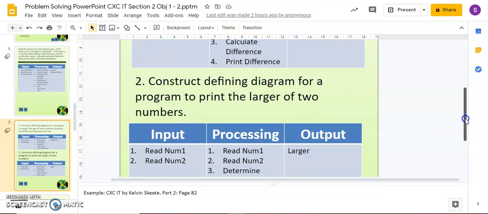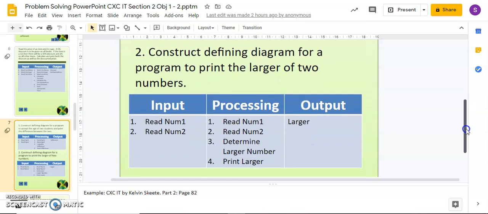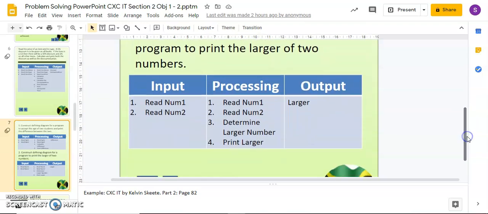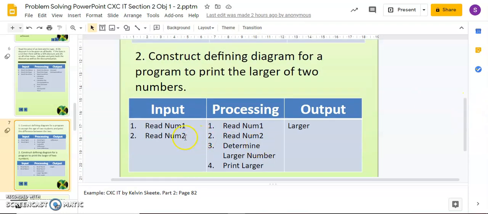Another question could be: construct a defining diagram for a program to print the larger of two numbers. Now we don't know what the larger of the two numbers is, so we are going to break it down. Our input would be read num1, num2. After which the computer will process the two numbers that are read and determine the larger of the two numbers. Then it prints larger, which is our output.